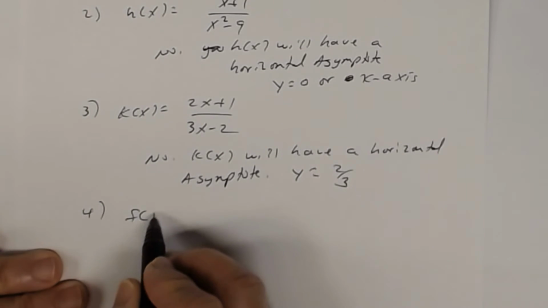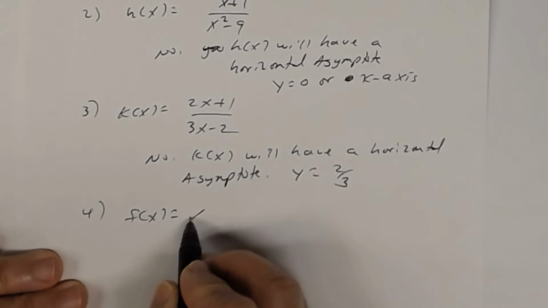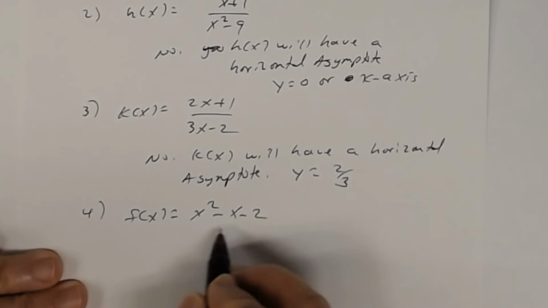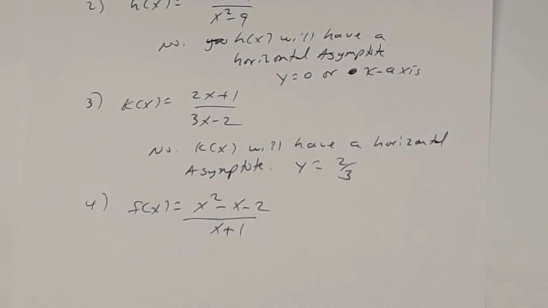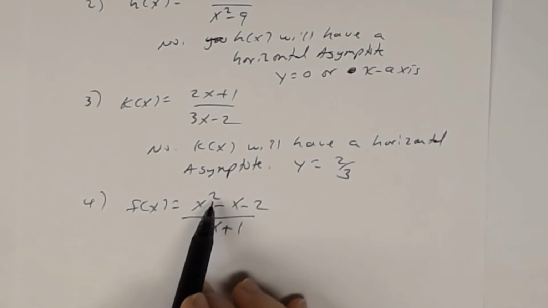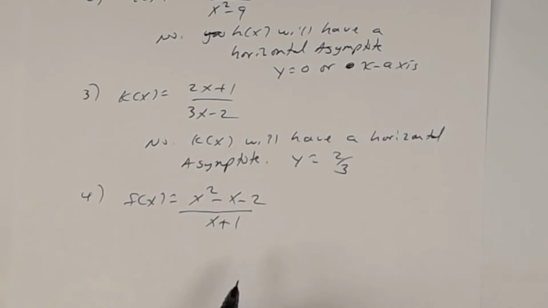All right. Number 4. f of x is equal to x squared minus x minus 2 divided by x plus 1. Okay. Now, this is where you have to start being careful. So right off, you'll say, all right, you are going to have an oblique asymptote because the degree of the numerator is 2, the degree of the denominator is 1, and 2 is 1 more than 1.